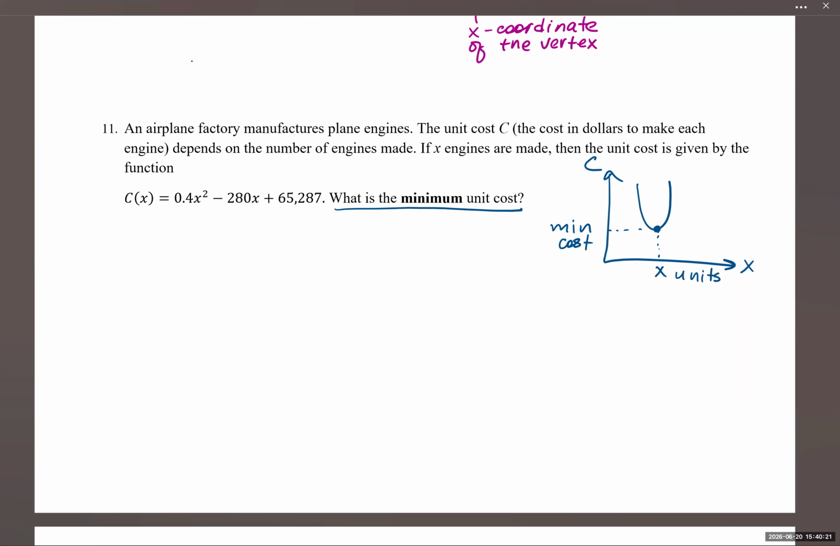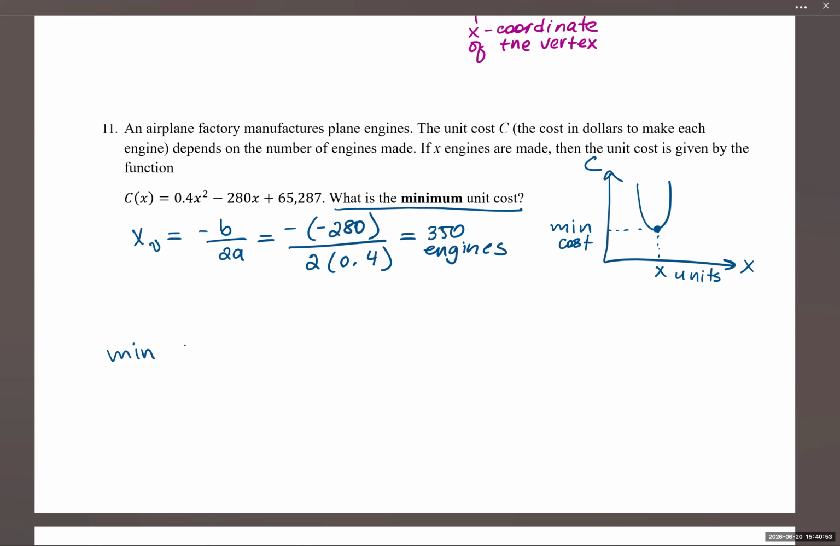So we actually do have to figure out the y-coordinate of the vertex, but we can't do that until we find the x-coordinate of the vertex. So minus b over 2a to start with, minus negative 280 divided by 2 times 0.4. And that is 350 engines. Don't box it in, it's an intermediate result. We just needed to figure out the minimum cost.